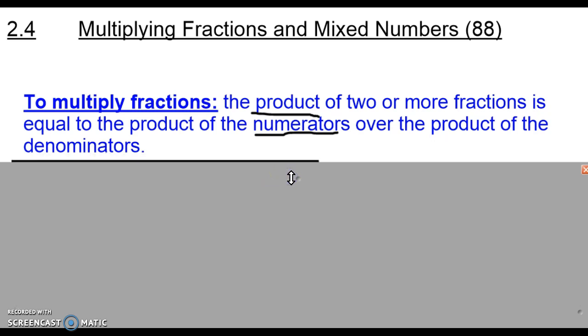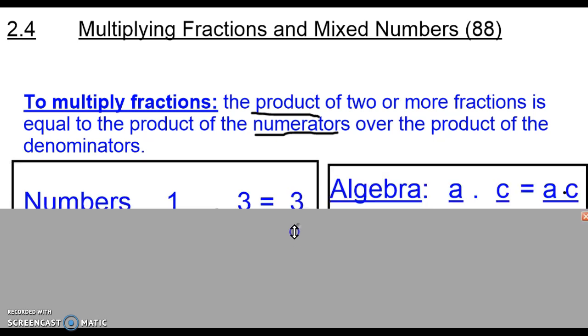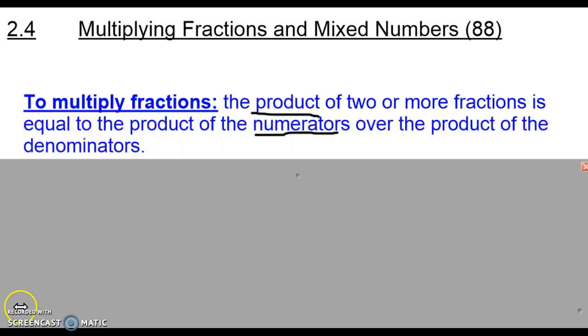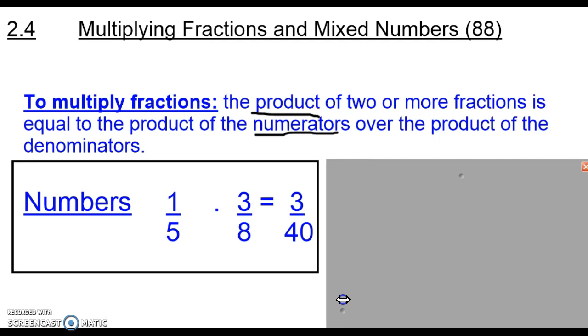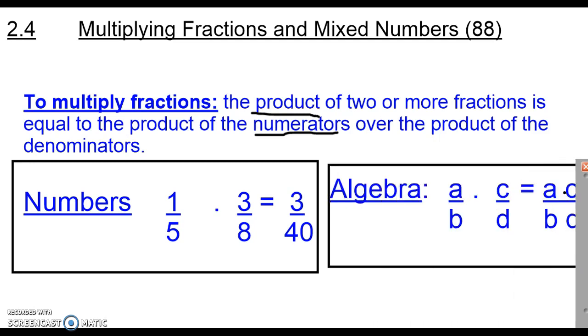So you do not need to have a common denominator for these. Let's look at this with numbers. Here it says 1/5 times 3/8. Up here it tells me to multiply my numerators, so 1 times 3 equals 3, and then multiply my denominators, 5 times 8 equals 40. So I should get 3 over 40. And then using algebra, we would have A times C, so AC, over B times D, BD, and you can't simplify that at all.